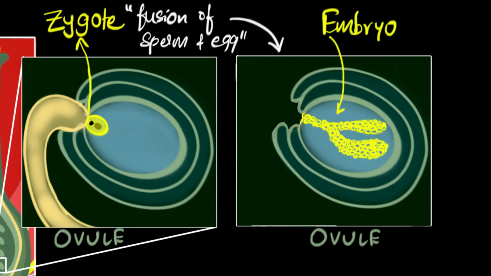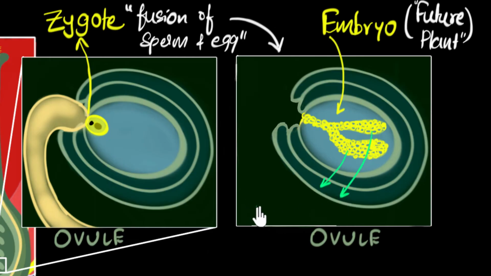So you can think of the embryo as the future plant. It's going to grow into the future plant. In fact, we can actually identify the parts of the embryo. If you look at these two leaf-like structures, they are called the cotyledons. Let me just write that down. So these two leaf-like structures are called the cotyledons.